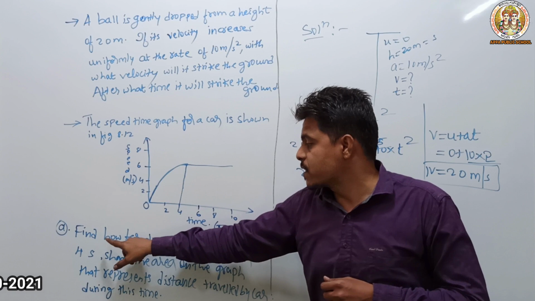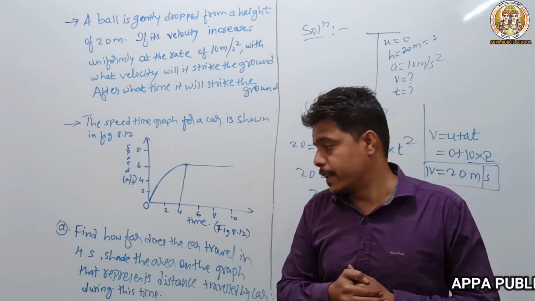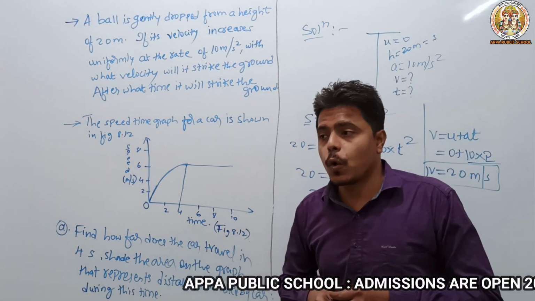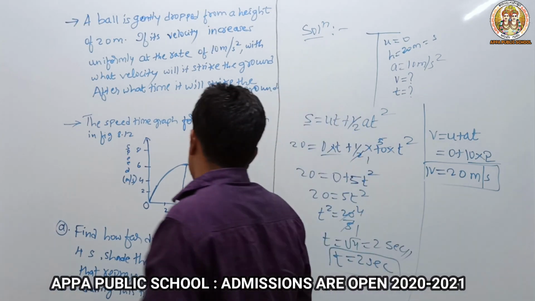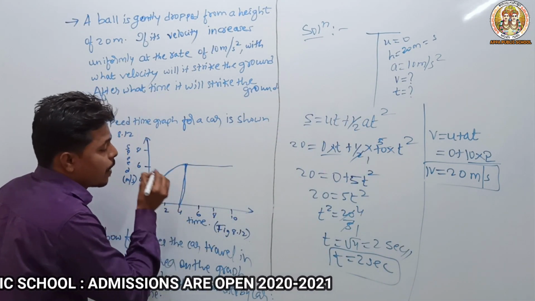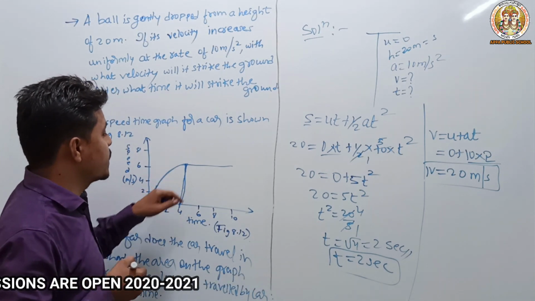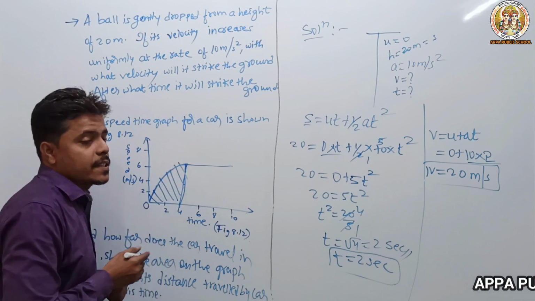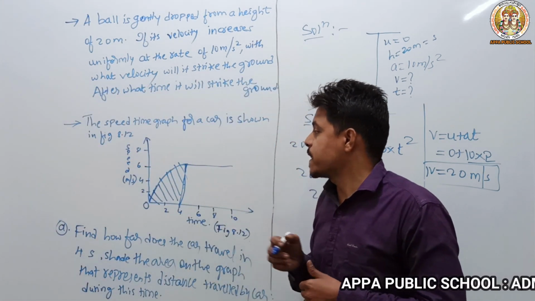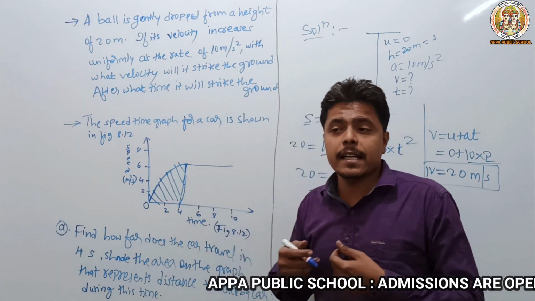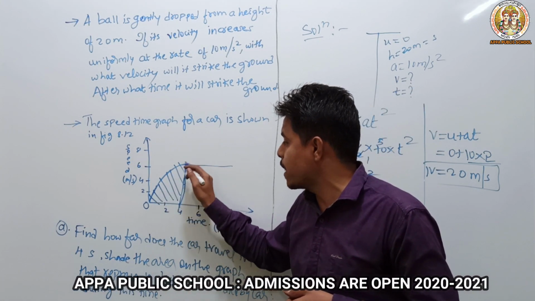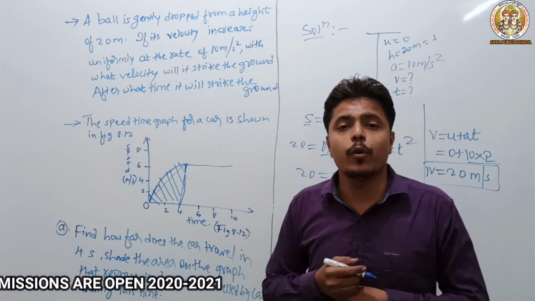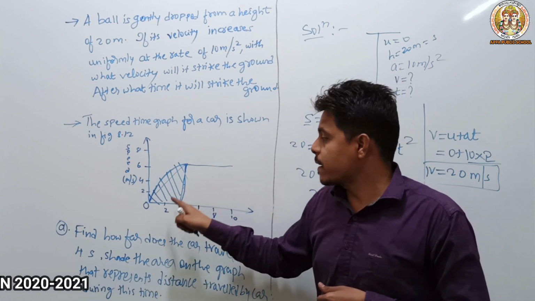Now the question they have asked is: find how far does the car travel in 4 seconds. Also shade the area on the graph that represents the distance traveled by the car during this time. So we can see that up to the 4th second, the car was moving with 6 meter per second. So we have to find what distance it is going to travel in 4 seconds. Now let us assume this curve as a triangle. We know the formula for the triangle, that is half into base into height. So now we are going to calculate the shaded region.